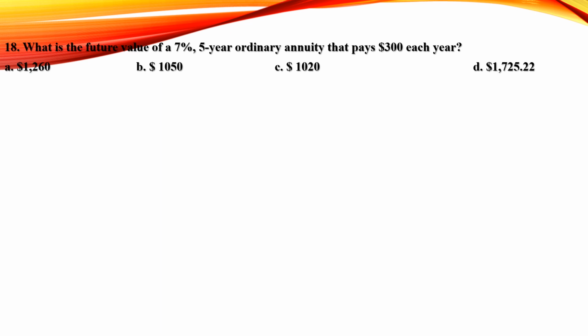Question number 18. What is the future value of 7% of 5-year ordinary annuities that pay $300 each year? Here we want to calculate the future annuity of 5% of 5-year ordinary annuities that pay $300 each year. A. $1,216. B. $1,015. C. $1,020. D. $1,725.22.